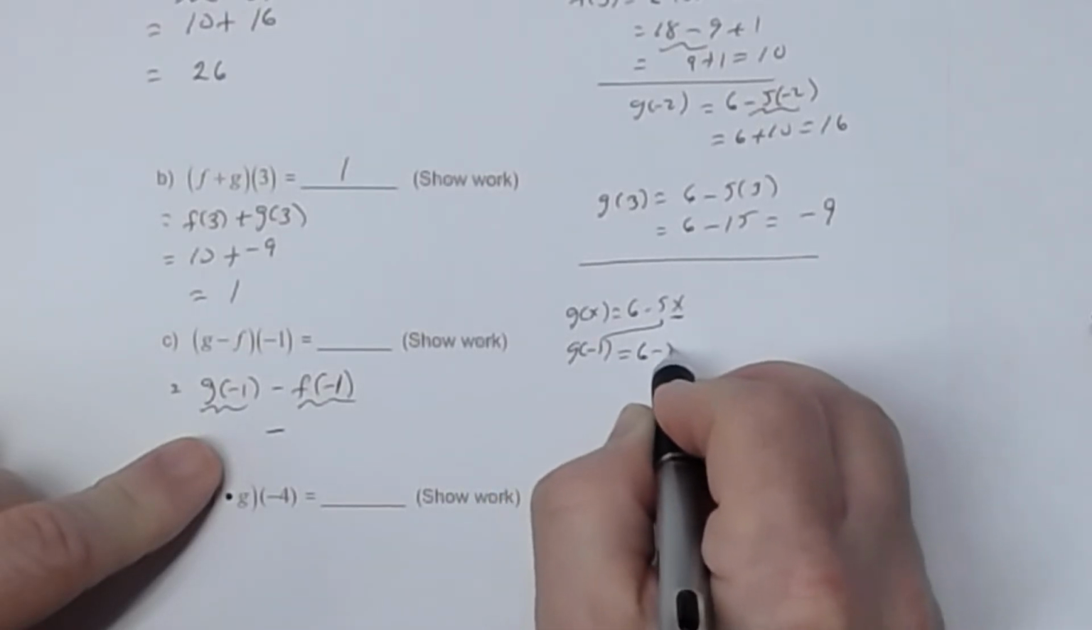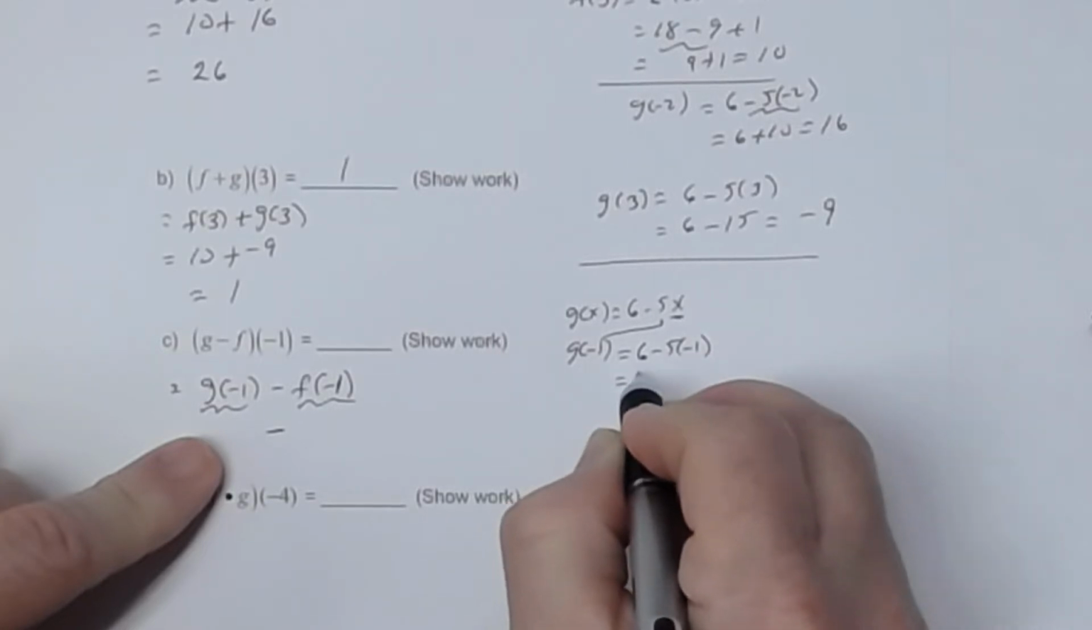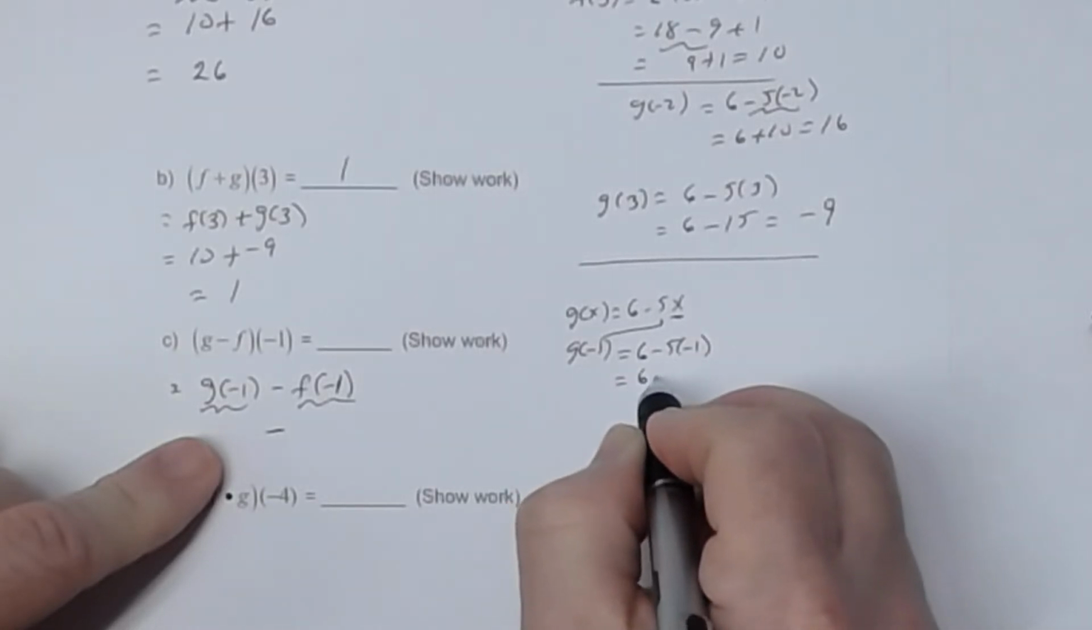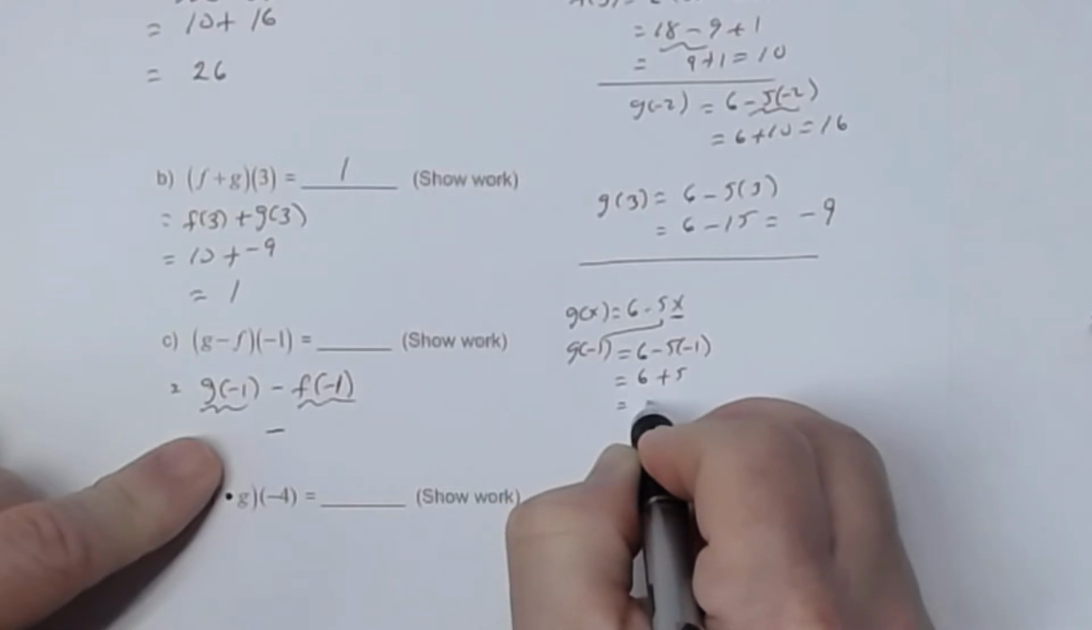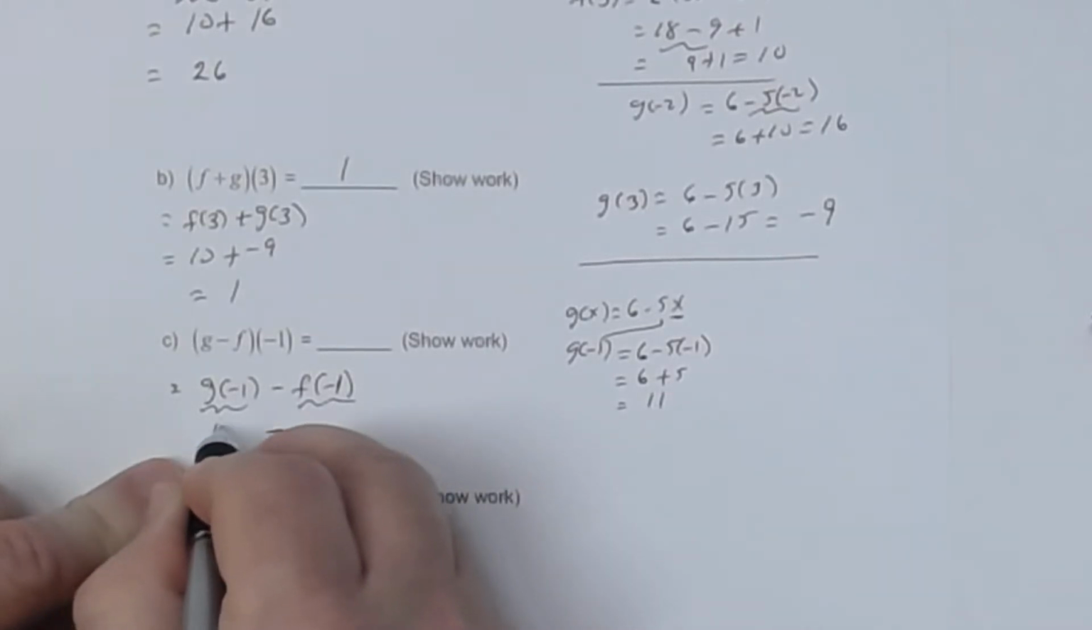So that becomes 6 minus 5 times negative 1. So it becomes 6, and negative 5 times negative 1 is plus 5. And then 6 plus 5 is 11. So that's 11 right here.